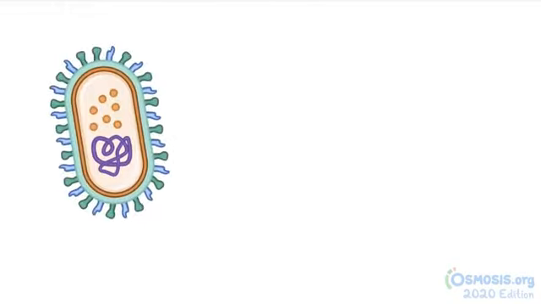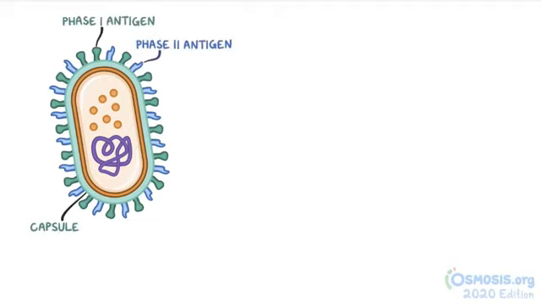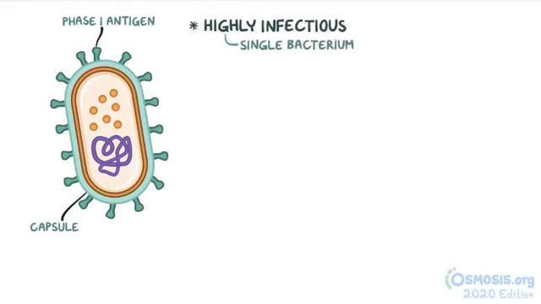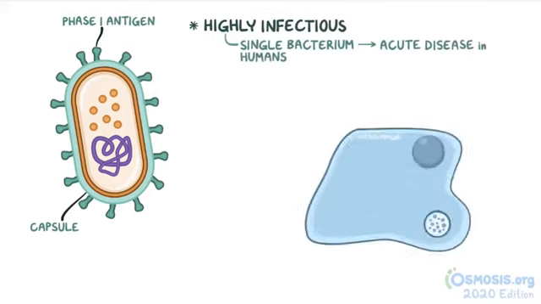In terms of pathogenesis, Coxiella burnettii is transmitted through aerosolized spores. However, the exact mechanism of disease is poorly understood. What is known is that C. burnettii has a capsule that expresses proteins called phase 1 and phase 2 antigens that allow it to infect cells and replicate. When C. burnettii expresses a protein called phase 1 antigen, it is highly infectious, and a single bacterium can be enough to cause acute disease in humans.